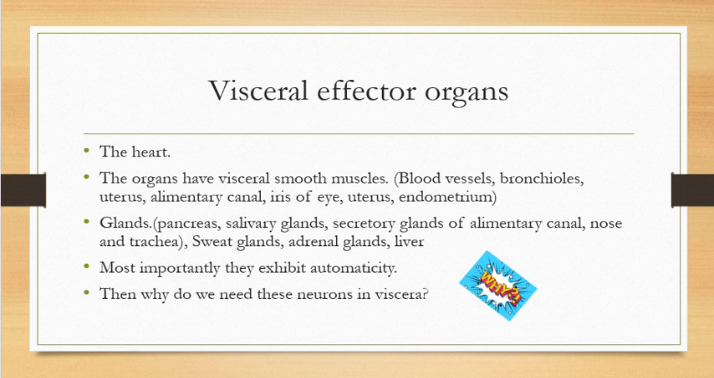The most important fact about the visceral effector organs we have identified is that they all exhibit automaticity, which means that they work on their own. They do not depend on the autonomic nervous impulse or the motor neurons to cause them to perform.